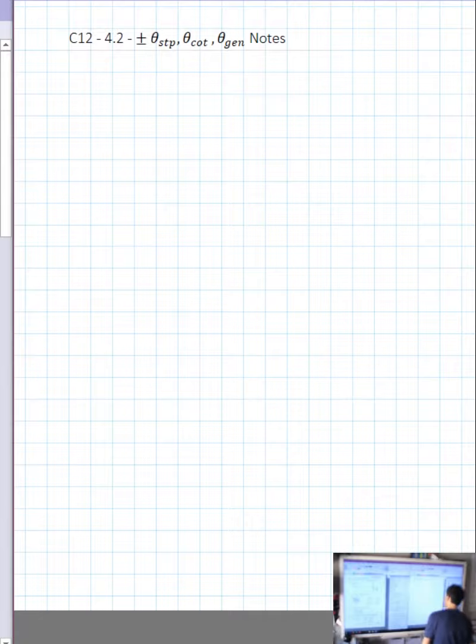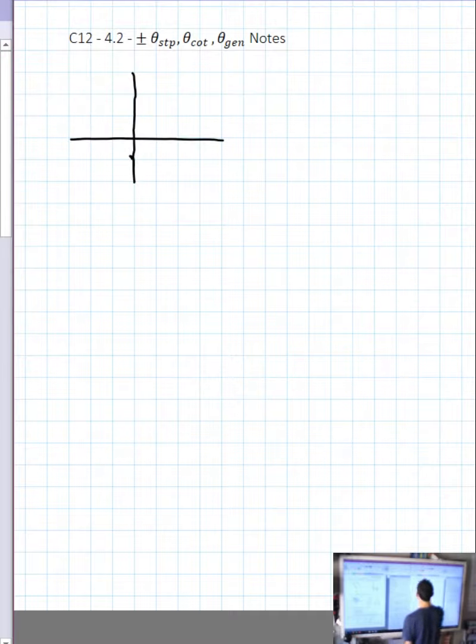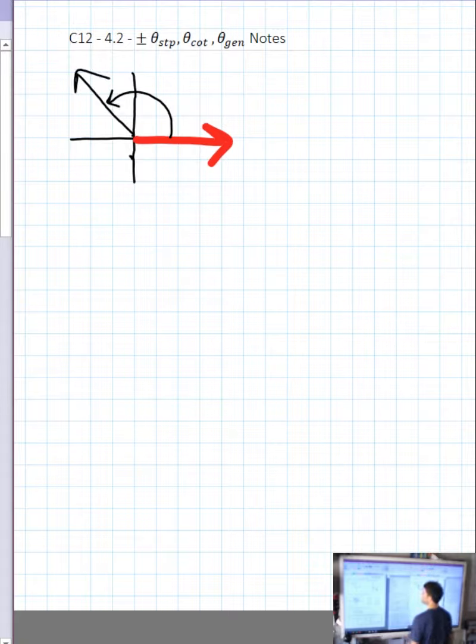Okay, we just looked at reference angles and angles in standard position. Now we're going to take a look at positive and negative angles, coterminal angles and general solutions. So if I have a graph and I have an angle starting from the positive x-axis, called the principal axis, and I go to my terminal arm, that is the angle in standard position, and that angle is positive.